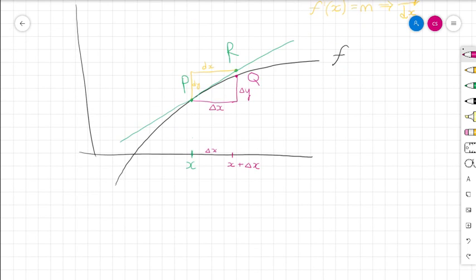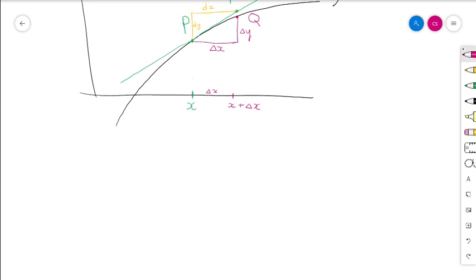Okay, so let's write some of that stuff down. So delta y is the change of the curve, the vertical change of the curve f, and then dy is the rise of our tangent line.